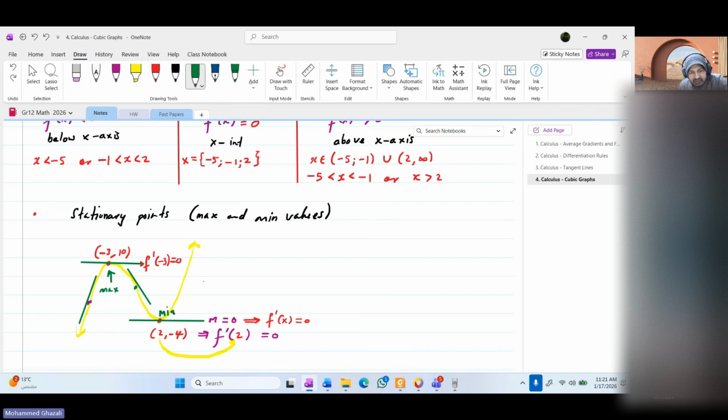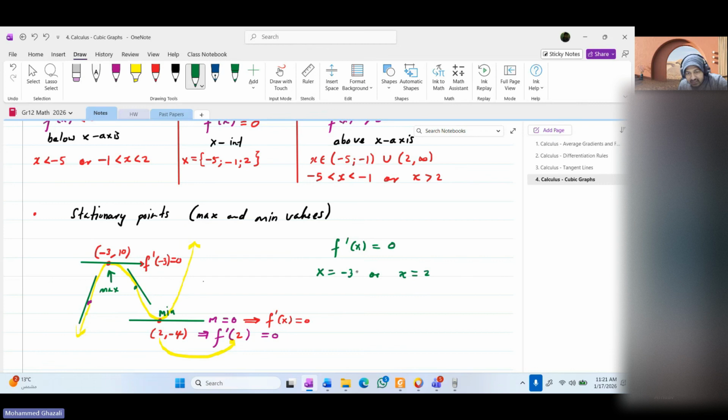Now, the question is, how do we find a stationary point? To find a stationary point, we need to say f prime x is equal to 0. If you try to solve f prime x equal to 0, you are basically finding the derivative of the original function and making it equal to 0. In this case, we're going to get two answers. The two answers are -3 and 2. So we will get x equals -3 or x equals 2.